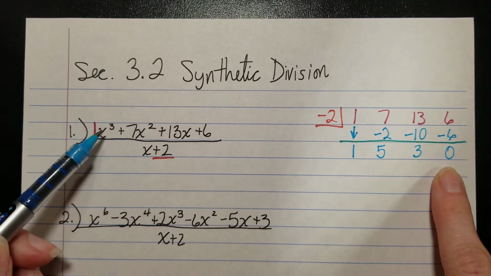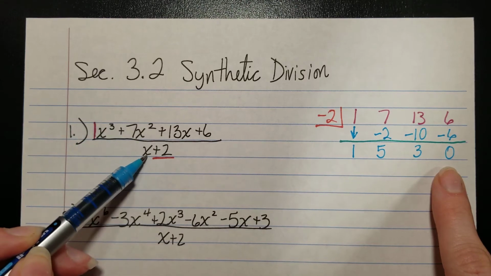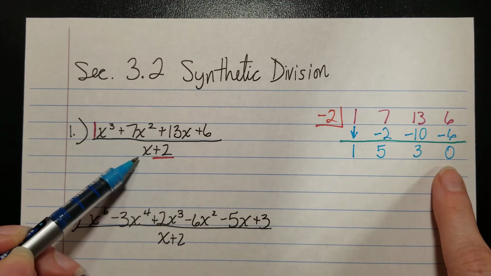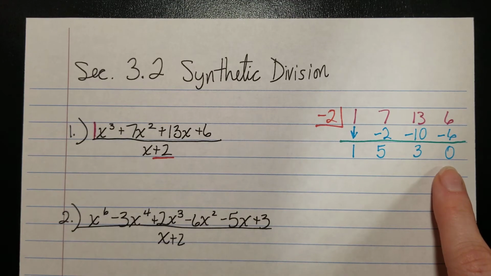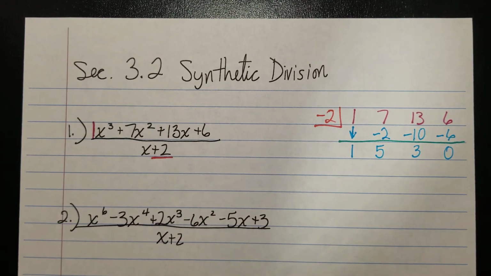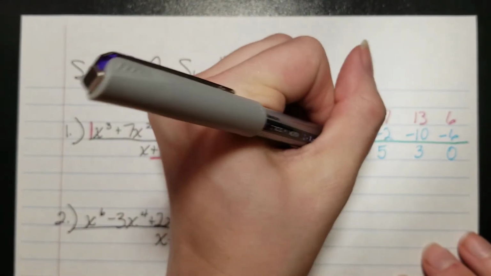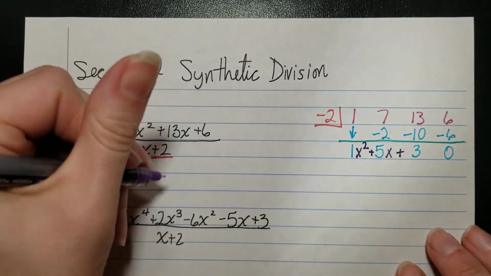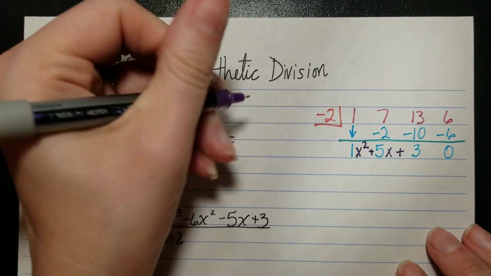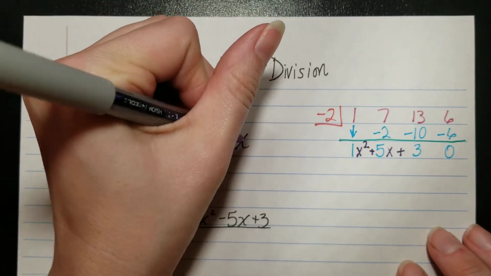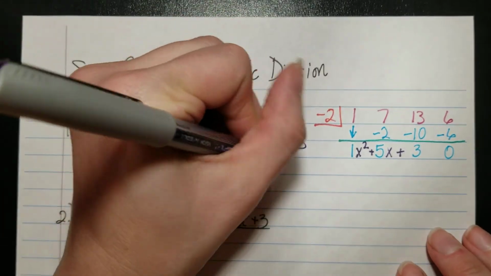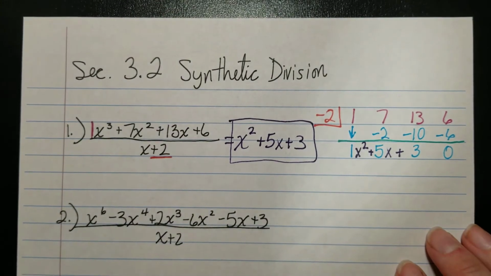If you did x cubed divided by x, you would have x squared. So when I fill in my coefficients for the answer, I'm going to start with x squared right here. So 1x squared plus 5x plus 3. The answer to that division problem is x squared plus 5x plus 3. Okay, that's the answer.